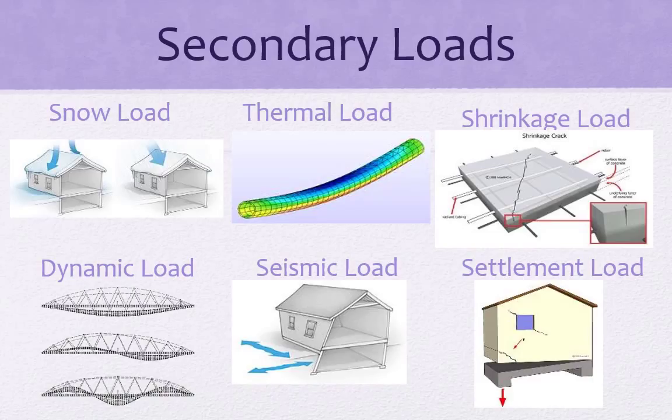The effects of secondary loads can be minimized by applying controls to the building design, such as anti-vibration pads for dynamic loading, control joints for settlement loading, or even design modifications for shrinkage and thermal loading, and many more.